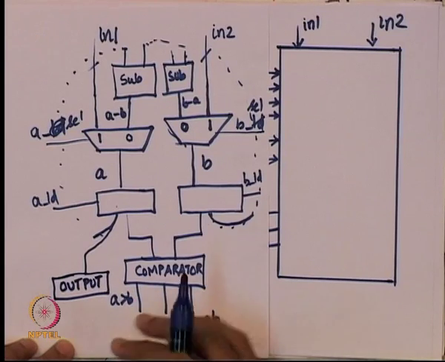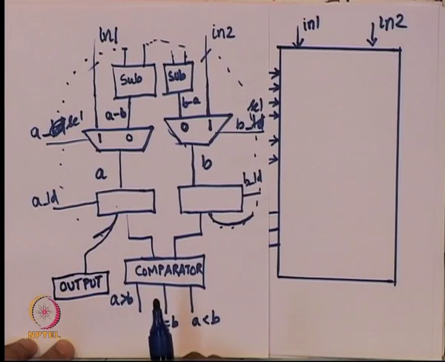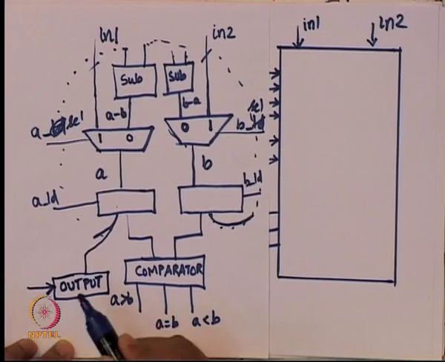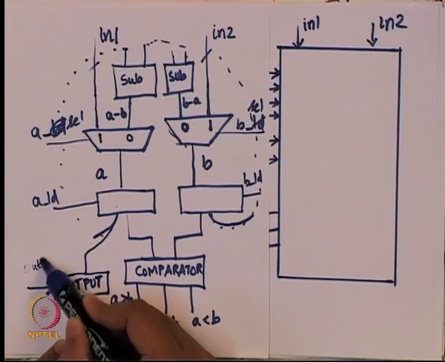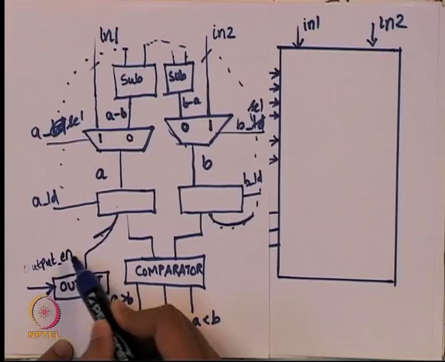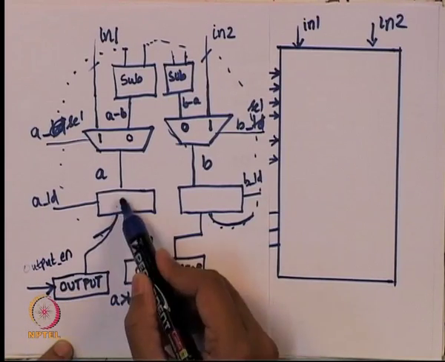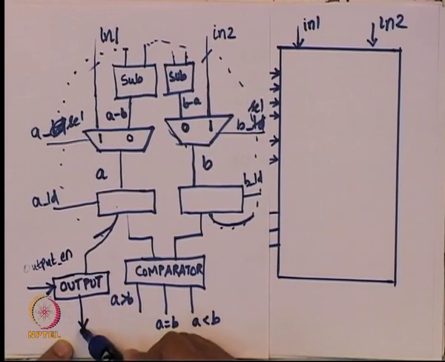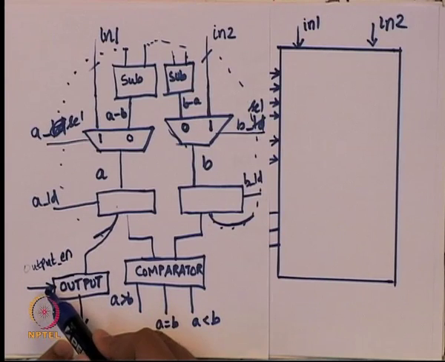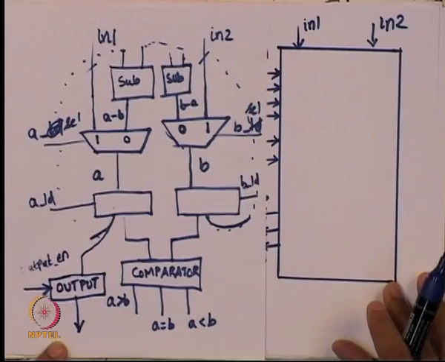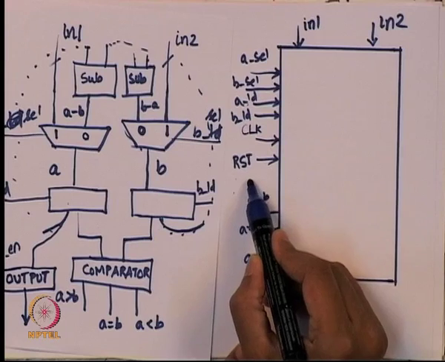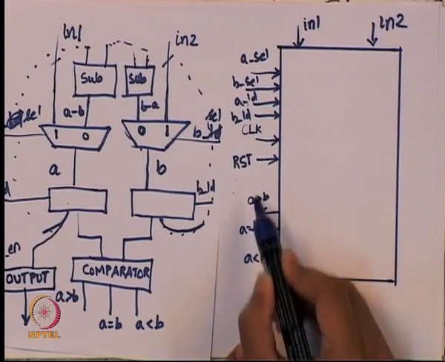This output register will not always have the correct output. So what I am going to do is take a signal from the external world. I will call this output enable. When output enable is 1, it will copy A and give it to the external world. If output enable is 0, whatever value was there in the output register, it is going to keep as it is. So essentially there is one more input called output enable.